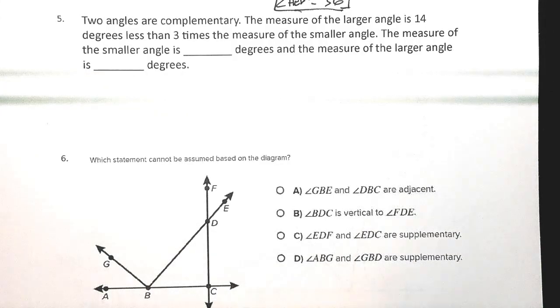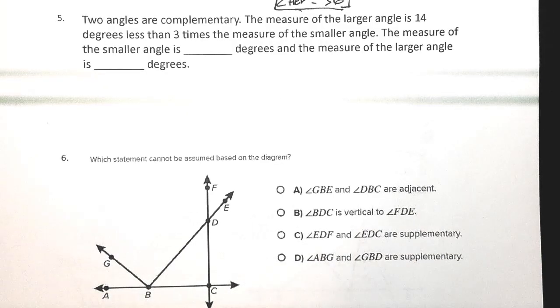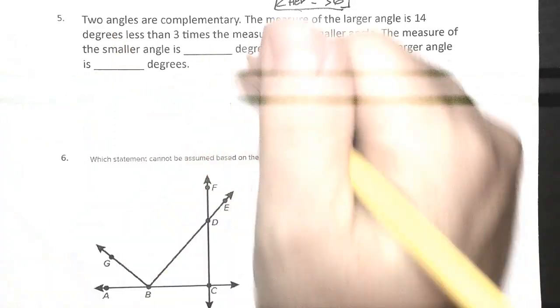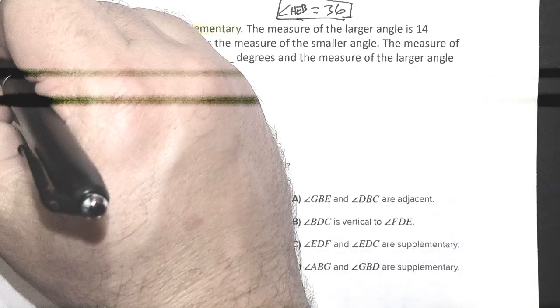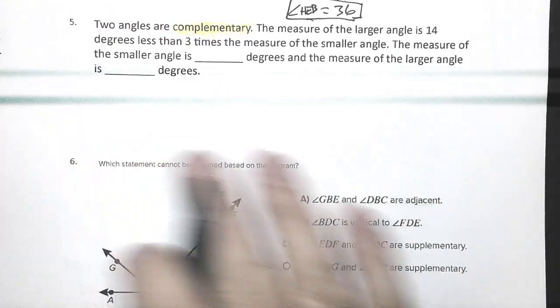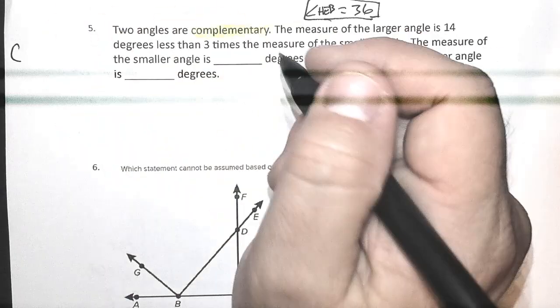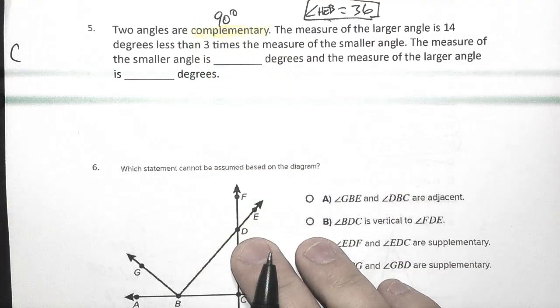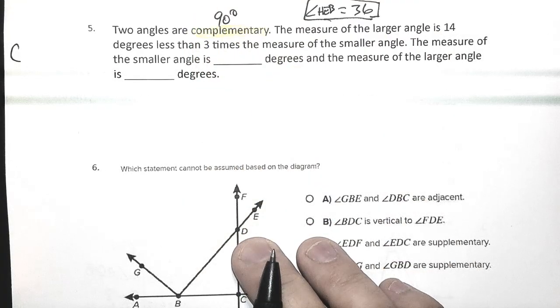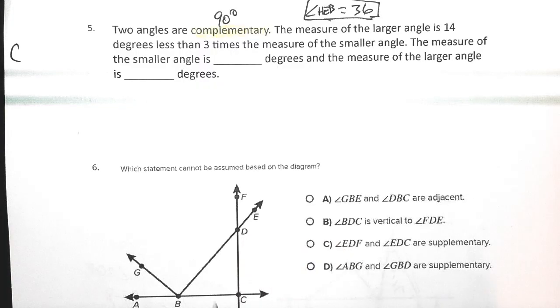All right, so number 5. Let's read the problem first. Two angles are complementary. Hopefully you remember, complementary starts with a C. It means that these two angles equal 90. So it's kind of like perpendicular, but it's just two angles that equal 90.